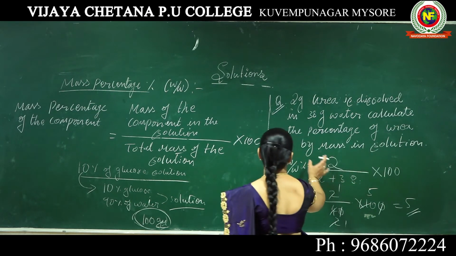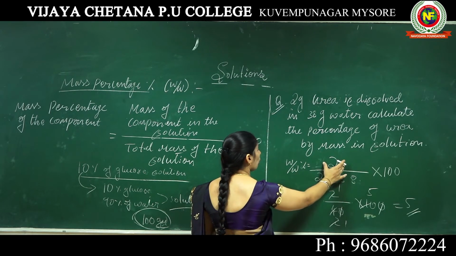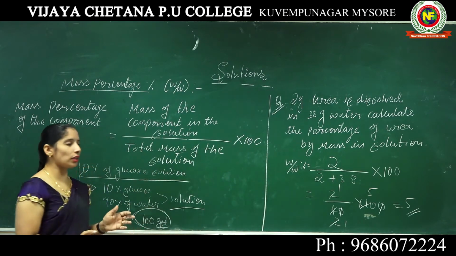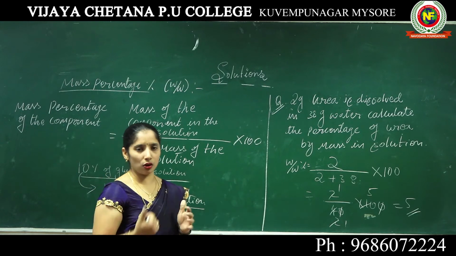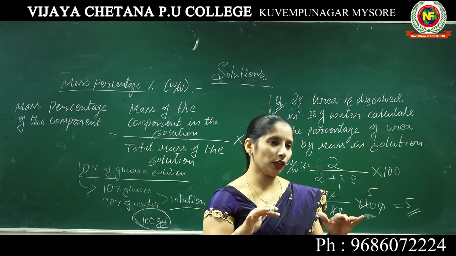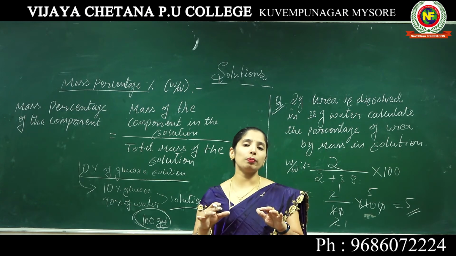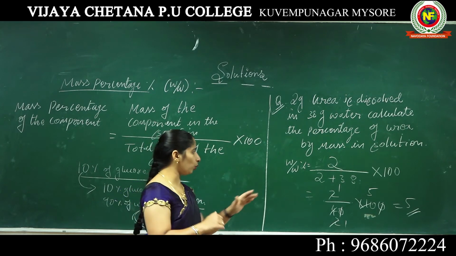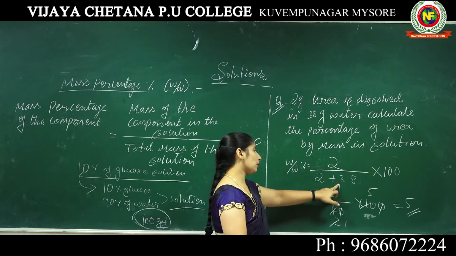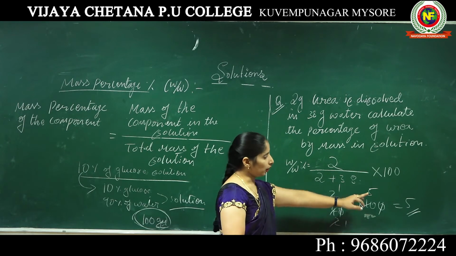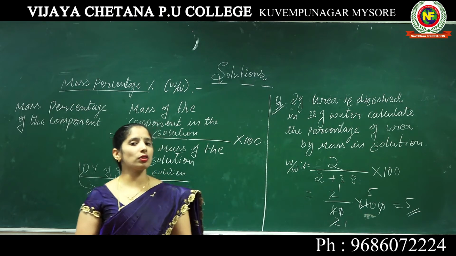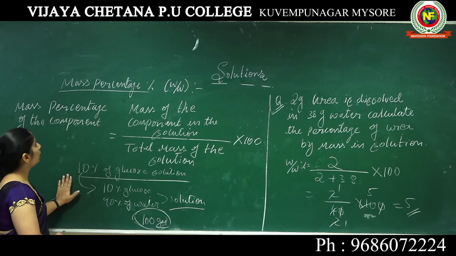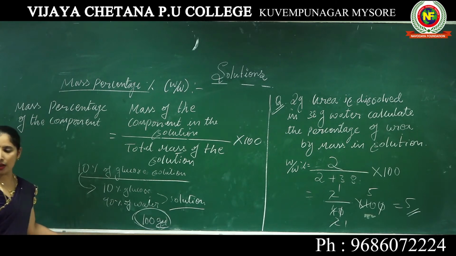So it is very easy. Write the mass of the component, which is 2, then write the total mass of the solution. We can also write this equation as the mass of the solute by the mass of the solution into 100. The mass of the solute is 2, the solution is 2 plus 38, into 100, and finally you get 5. This is one way to express the concentration of a solution: mass percentage.